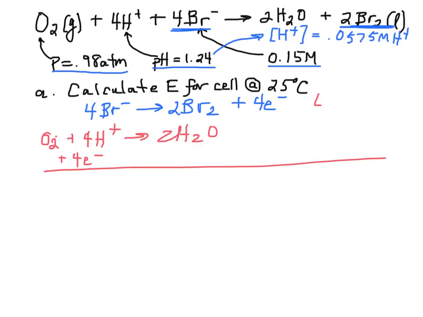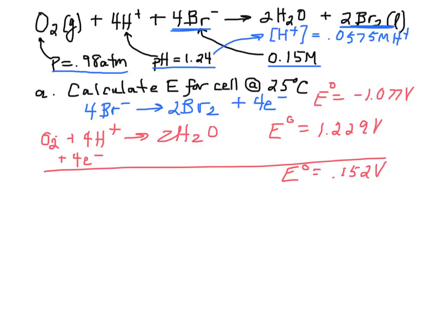The voltage for this one is negative 1.077 volts from your table, and your standard voltage for this one is 1.229 volts. So your voltage for this reaction is going to be 0.152 volts. Now how do we find the non-standard voltage? Well, we're going to use the Nernst equation. So E0 minus 0.0257 over n. What's n? It looks like n is 4.